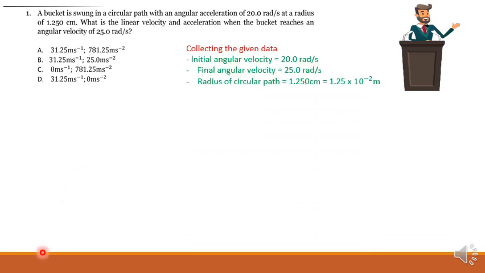Now, we have to start by collecting the data that has been given to us. We have been given the initial angular velocity of 20.0 rad per second. We've also been given the final angular velocity and what? The radius of the circular path, which it's important we start by converting already to meters, because that's what we're going to be using.